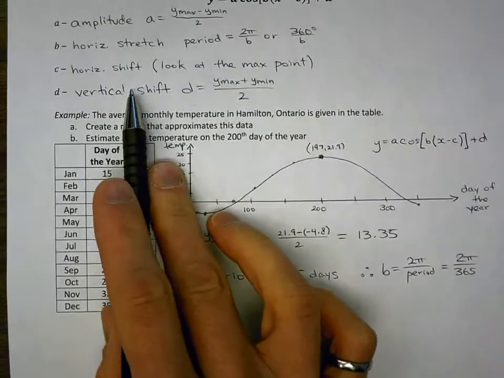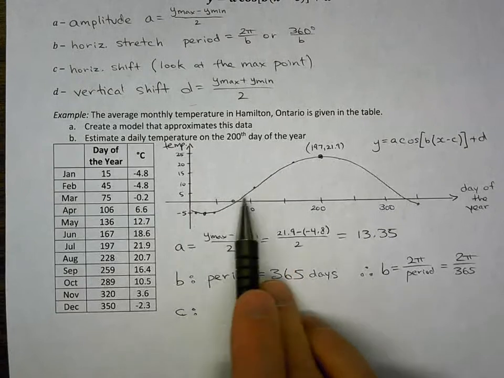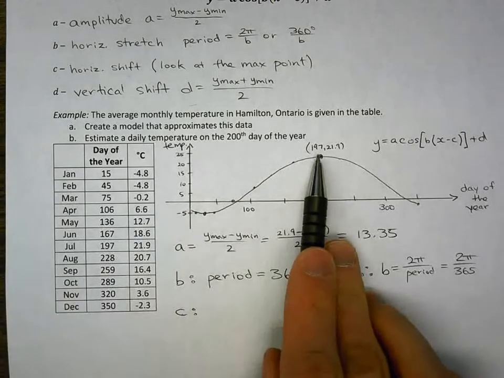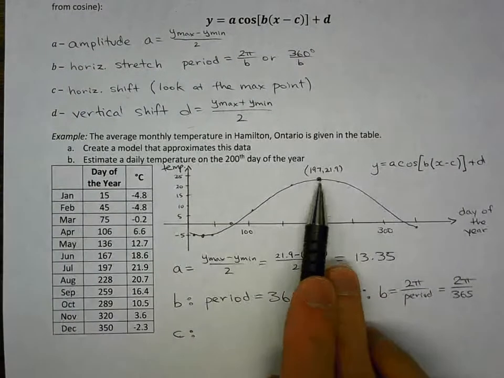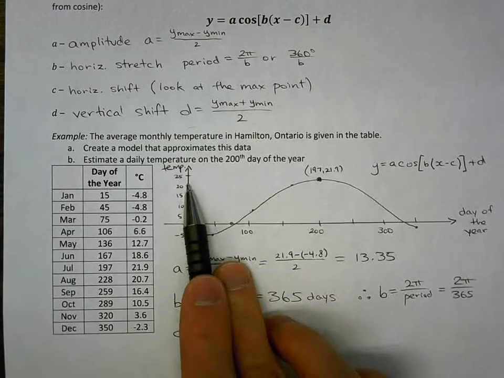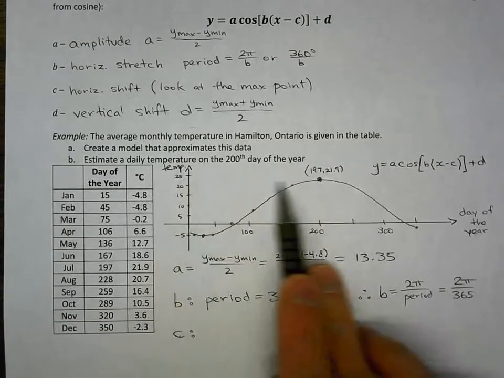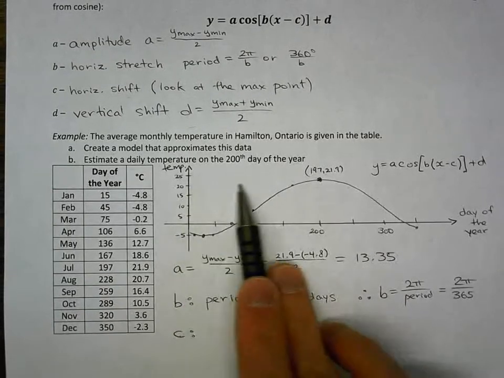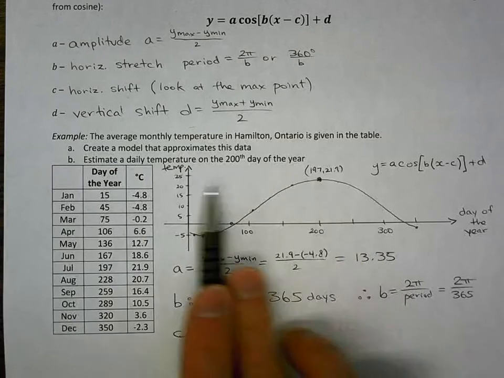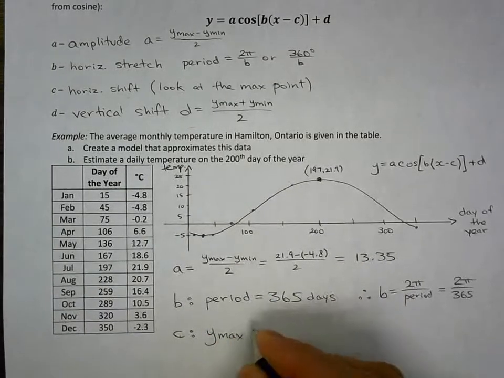horizontal shift. Now, remember what we said, the cosine graph is the graph we like the most for modeling because the cosine starts at this high point. So to figure out how far I've moved it, that's my phase shift right there. I just have to look at how the x coordinate has changed. So my max point is at 197. So I would say that my phase shift is 197.